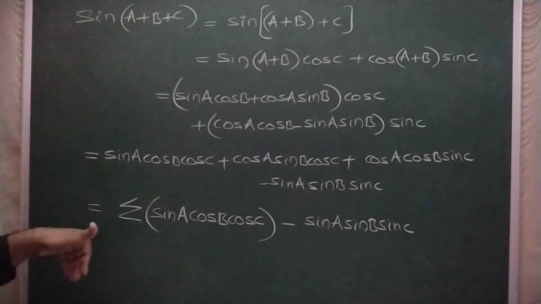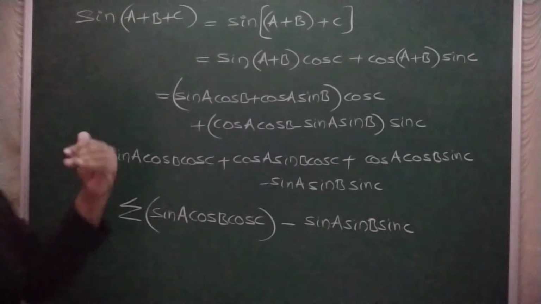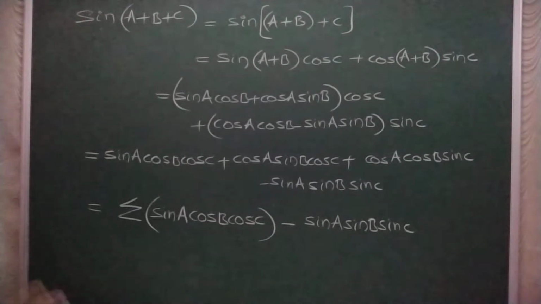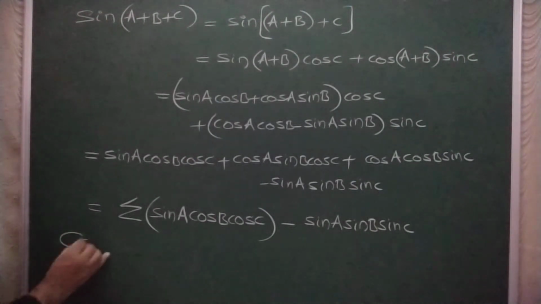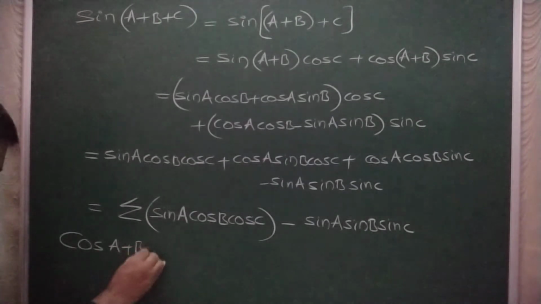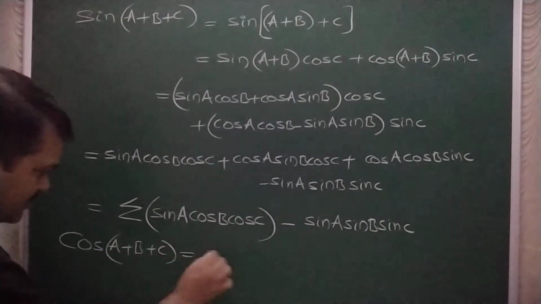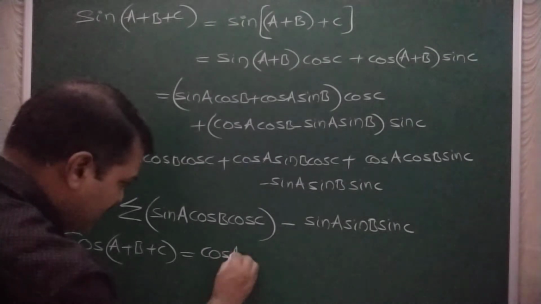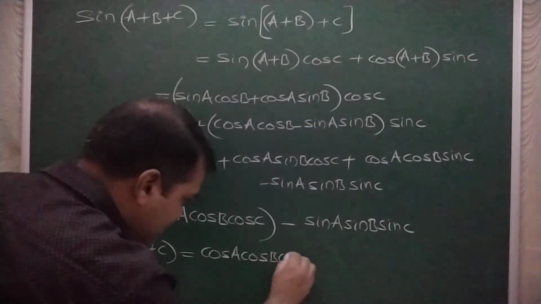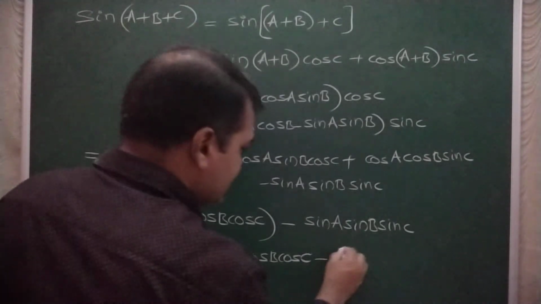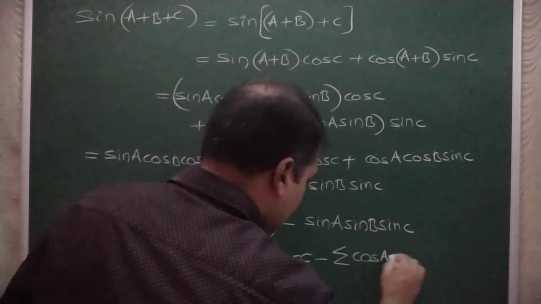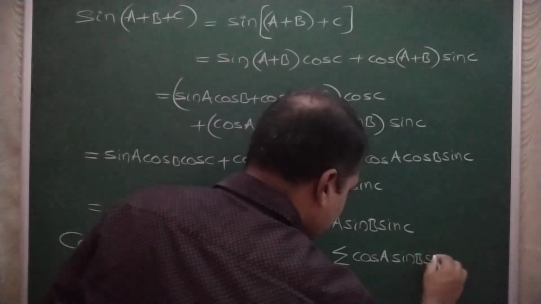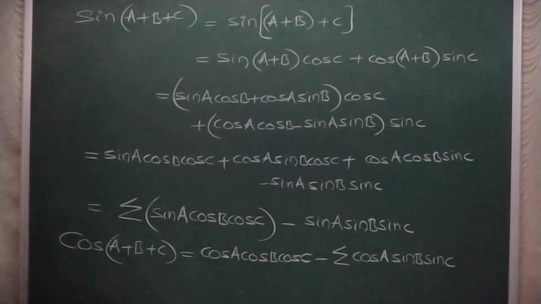Similarly, for cos of A plus B plus C, for tan of A plus B plus C, we can derive the formulas in the same process. Okay. So I will write that formula. So cos of A plus B plus C, process of derivation is same for all the formulas. The formula of this is cos A cos B cos C minus sigma cos A sin B sin C. So this is the formula for cos of A plus B plus C.